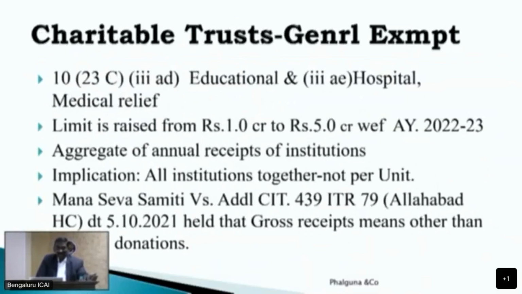The charitable trusts other than those under 10B, 10BB, 10(23C), the roadside, every street corner elementary school, they register as a society or a trust. For them, the limit of 1 crore is raised to 5 crores. Without satisfying any condition, they can claim the exemption by filing the ITR 7.